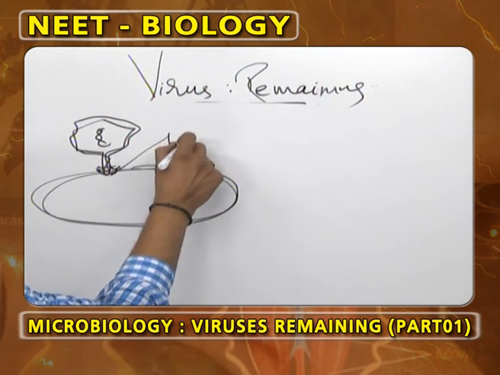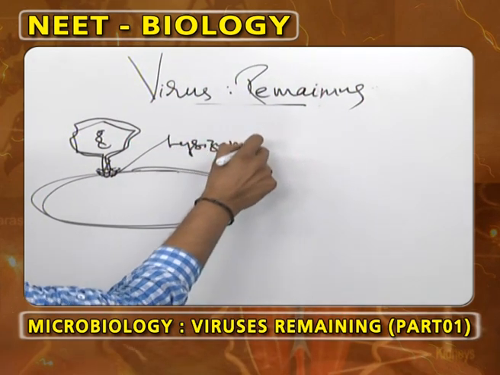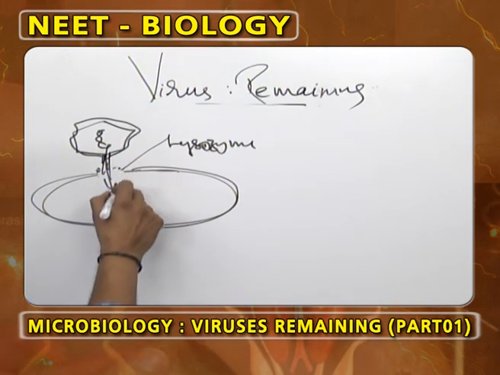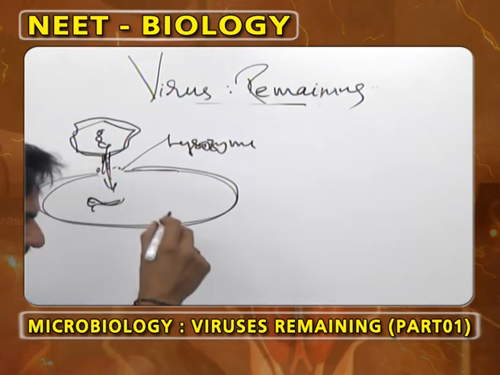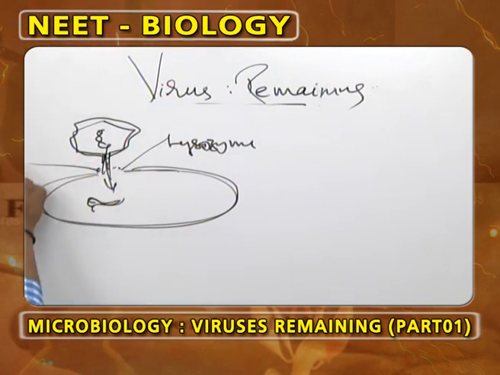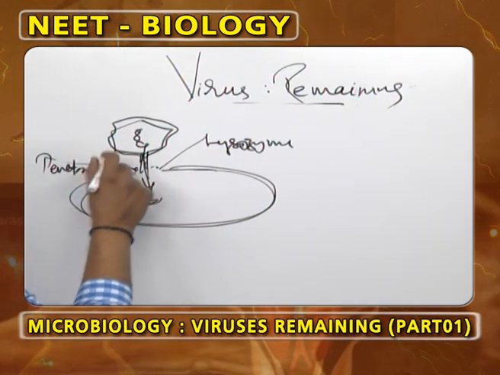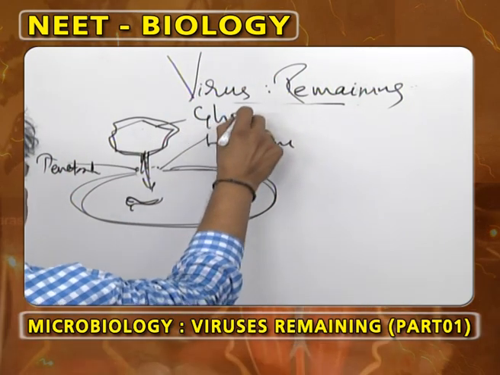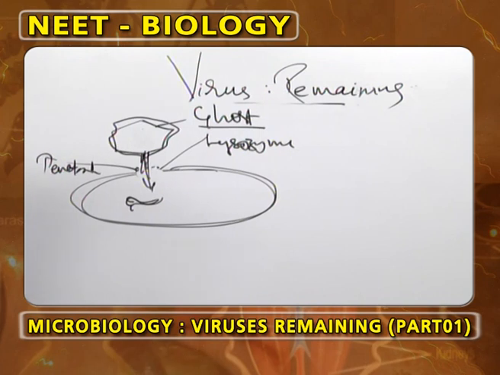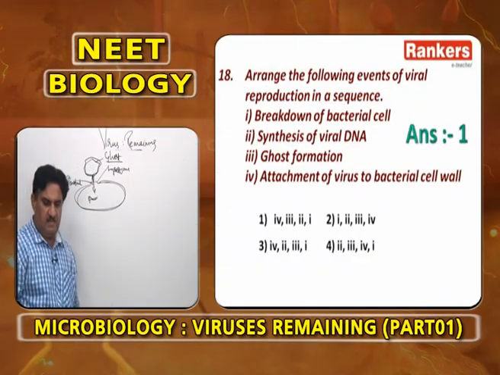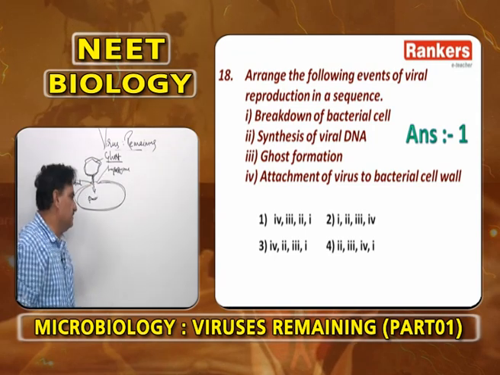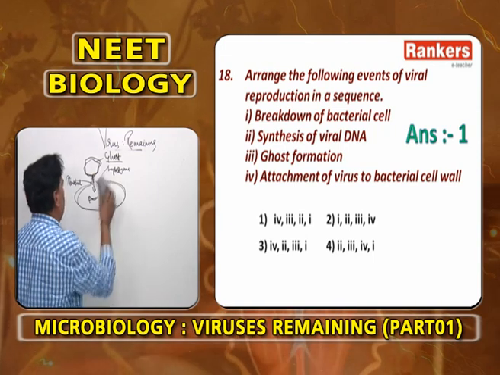Tail fibers produce an enzyme called lysozyme, which makes a small pore in the bacterial cell, and DNA is incorporated into the bacterial cell, and that is called the penetration stage. Now, the empty hexagonal head of the virus formed after that is called ghost. So, breakdown of bacterial cell, synthesis of viral DNA, ghost formation, attachment of virus to bacterial cell.